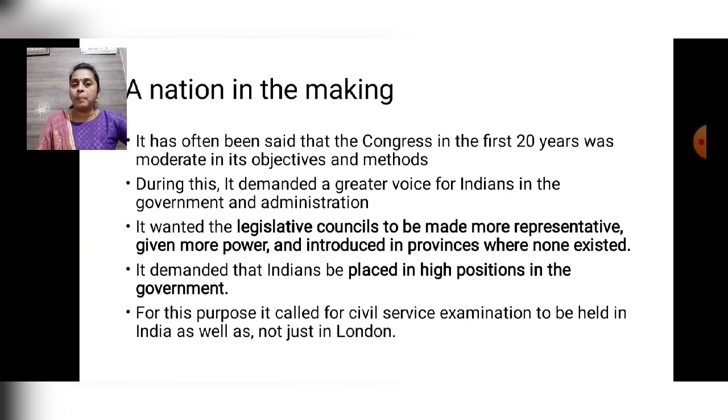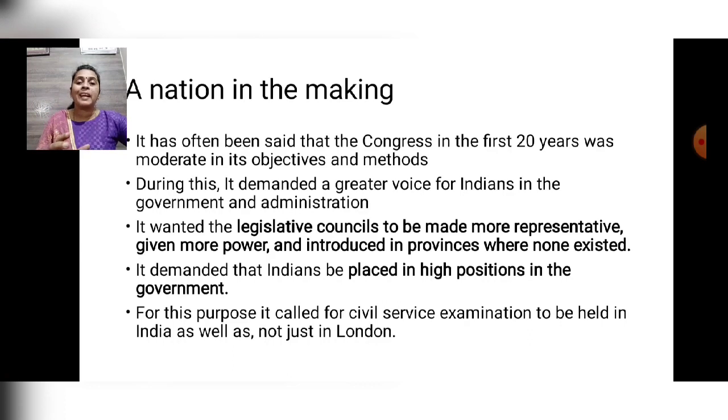A nation in the making. It has often been said that the Congress in the first 20 years was moderate in its objectives and methods. Actually, this Indian National Congress was formed in the year 1885 in the month of December. Important personalities like Dadabhai Naoroji, Firoz Shah Mehta, Motilal Nehru, in fact all these important delegates were there in that meeting. That was the Indian National Congress.